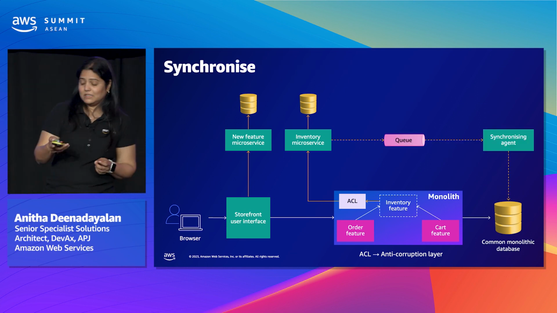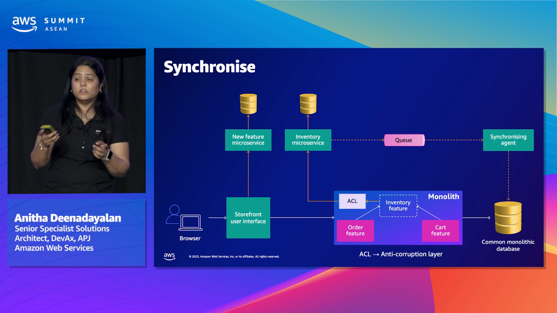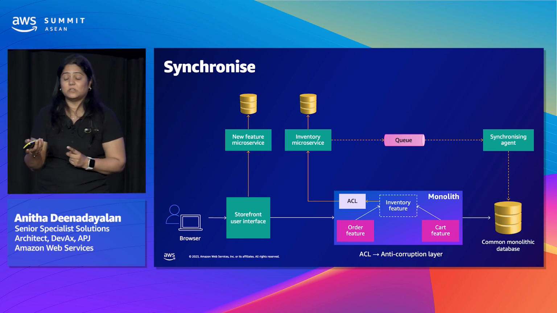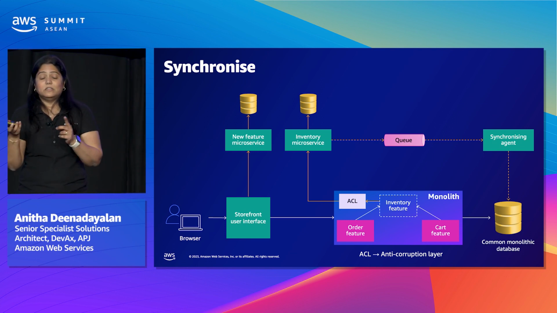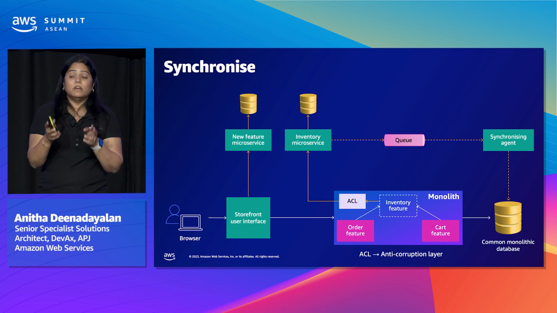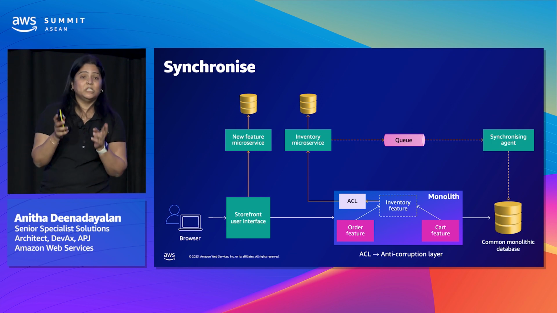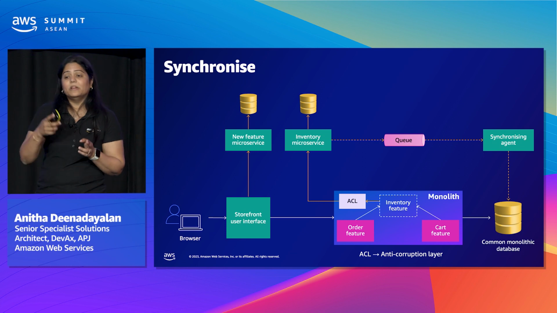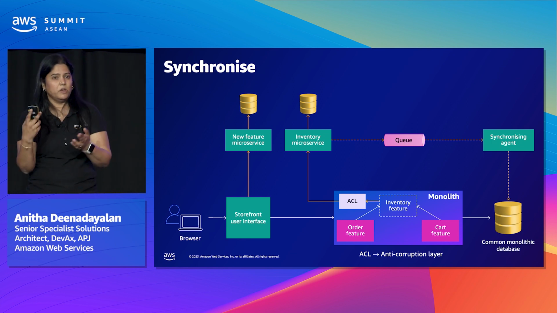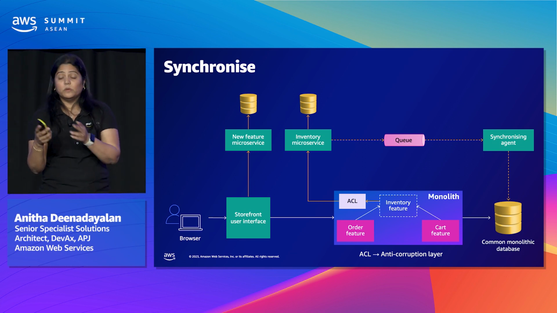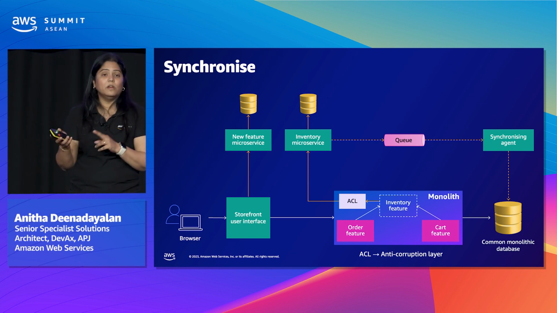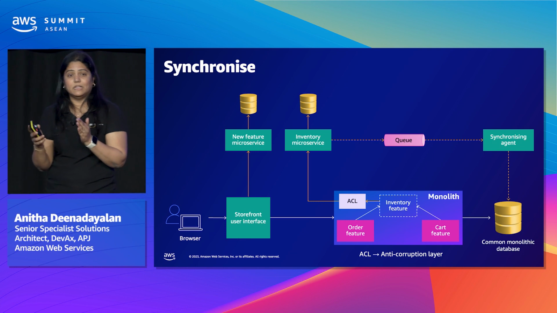In that case, the solution is to introduce a queue and a synchronizing agent. Whenever the inventory microservice makes any changes to the database, the event will be sent to the queue. Think of event-driven architectures here. The synchronizing agent will help to update the monolithic database with that data that has been updated.